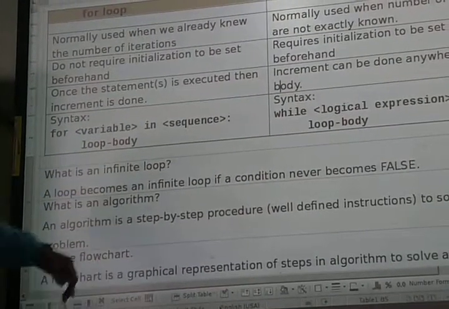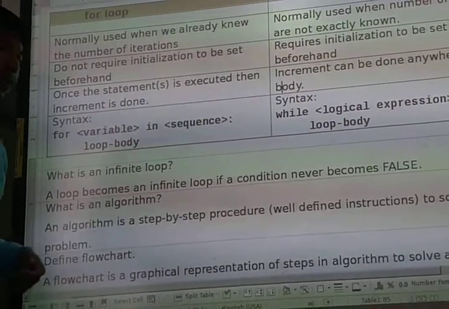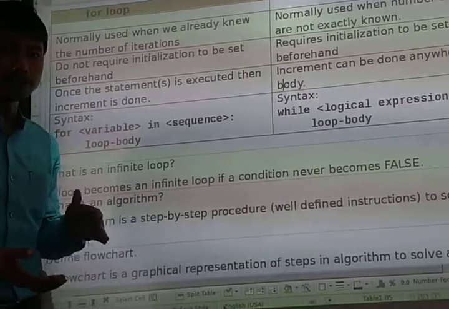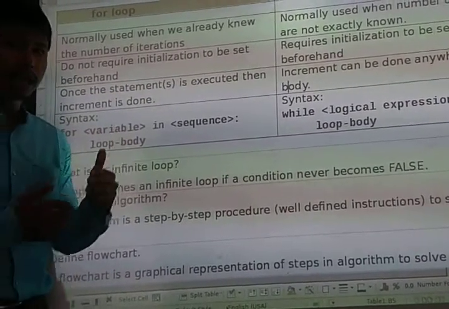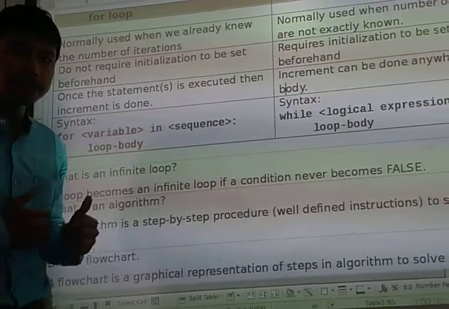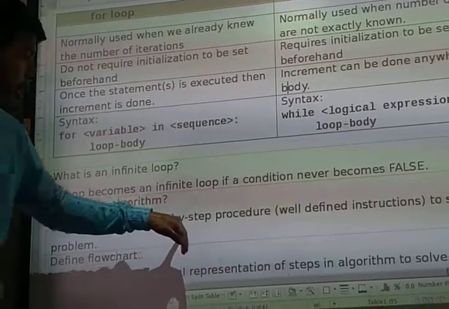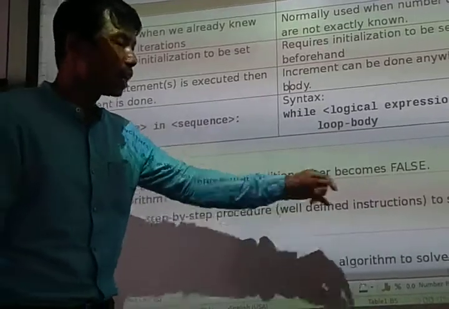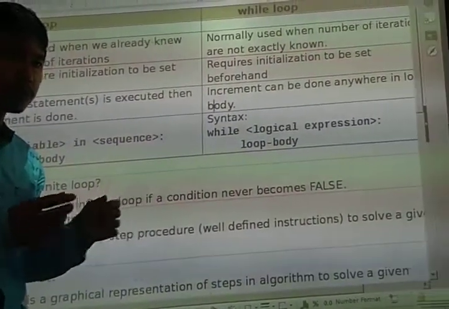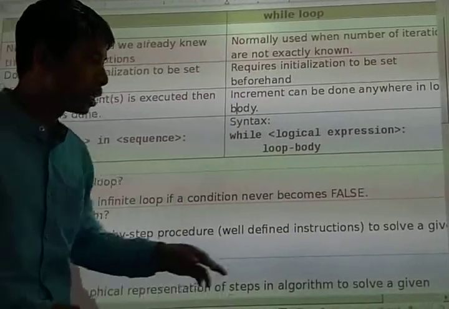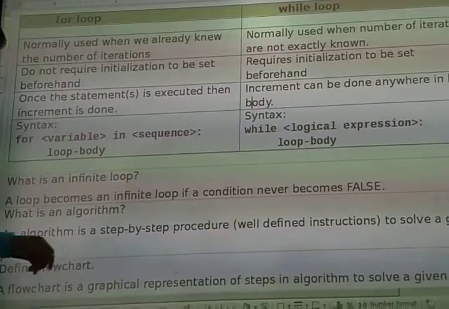The next one, what is an algorithm? An algorithm is mainly a step-by-step process, meaning the basics of how the solution is done. So an algorithm is a step-by-step procedure, with well-defined instructions, including minute instructions, to solve a given problem.